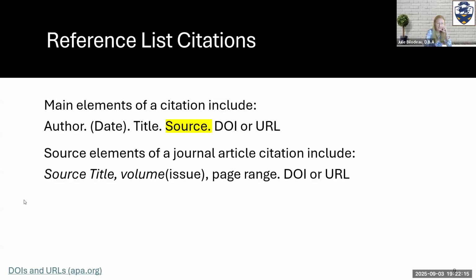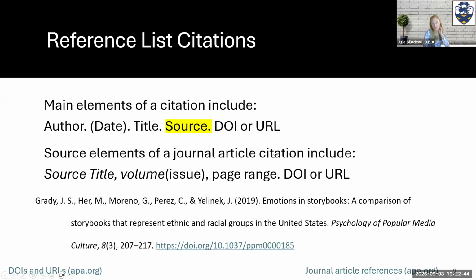So in this little example, I've italicized what should be italicized. The source title gets italicized, the volume number gets italicized. There is no space between volume and issue, but the issue and its parentheses do not get italicized. Again, I don't make the rules, we just have to follow them. So let's take a look at this a little bit more. I have a DOI and URL APA org page there for you. This would be an example of a proper citation.